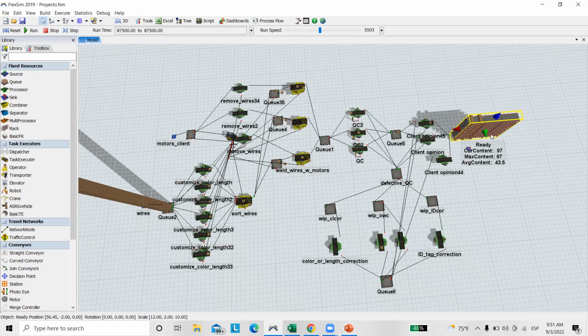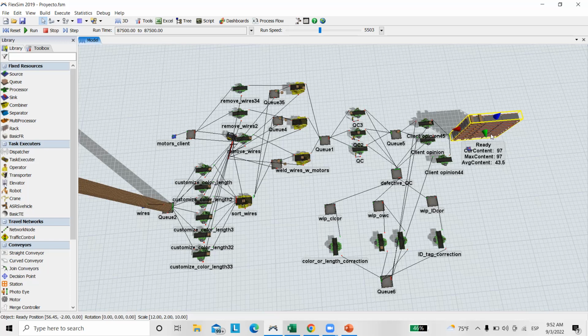Then we have the remove wires stage. From the motor QE, 3 processes are connected that represent the removal machines for the cables returned by the customers. Then we have the sort wires stage. Once the 6 processors that represent the customizing machines for the color and length already defined by the user are done, all the cables are ordered. So we have the sort wires processors.